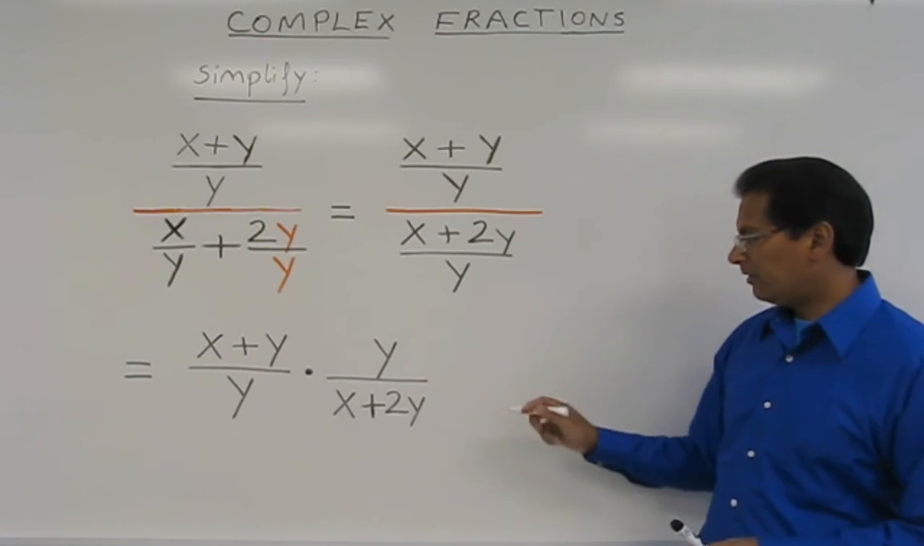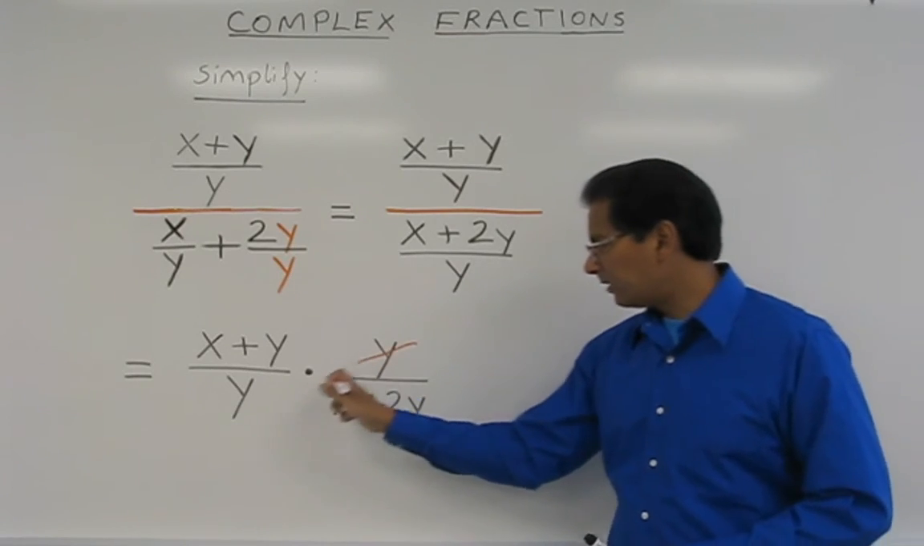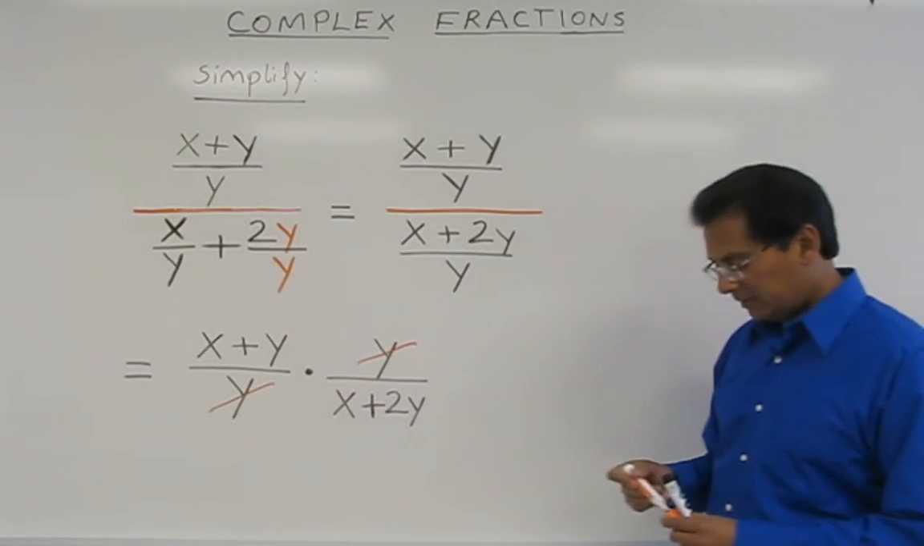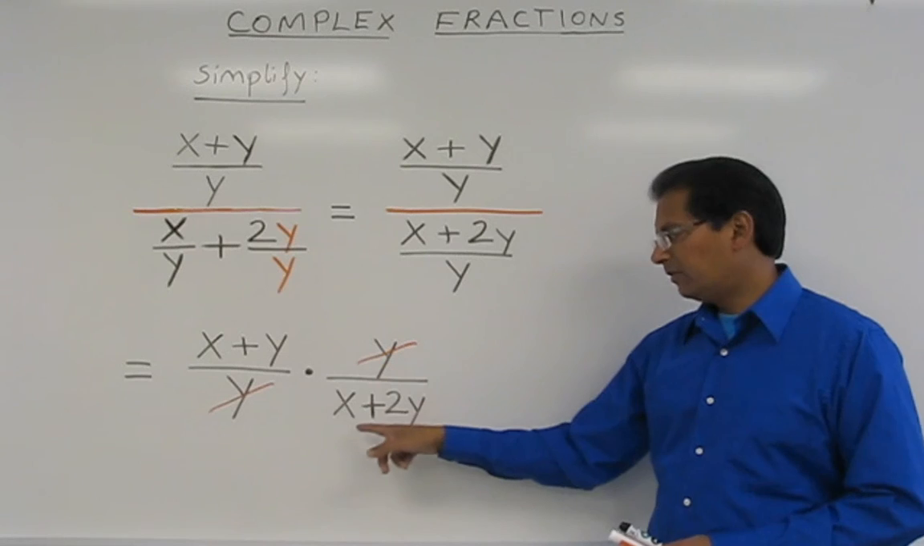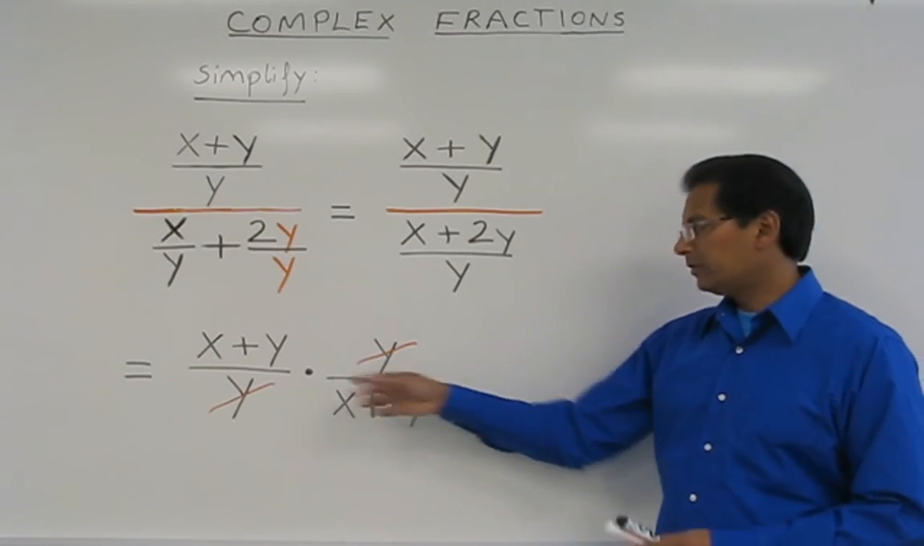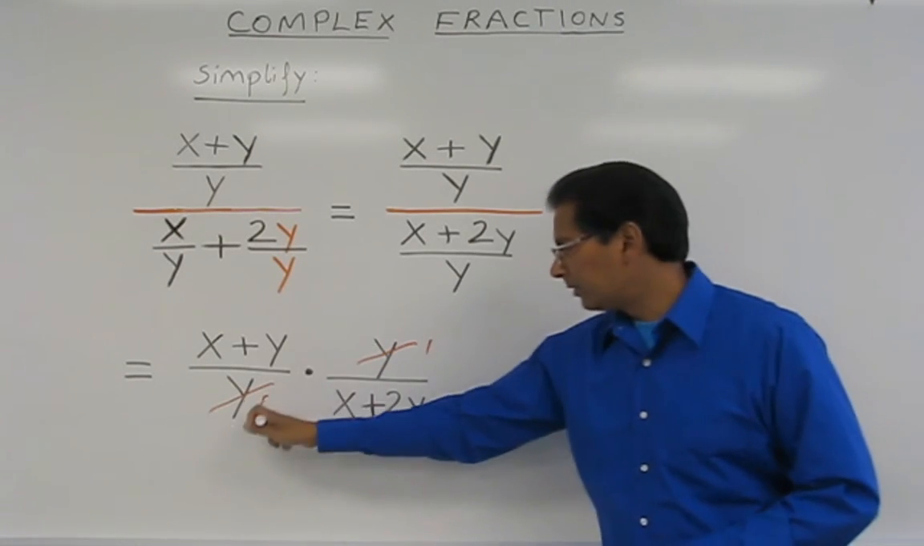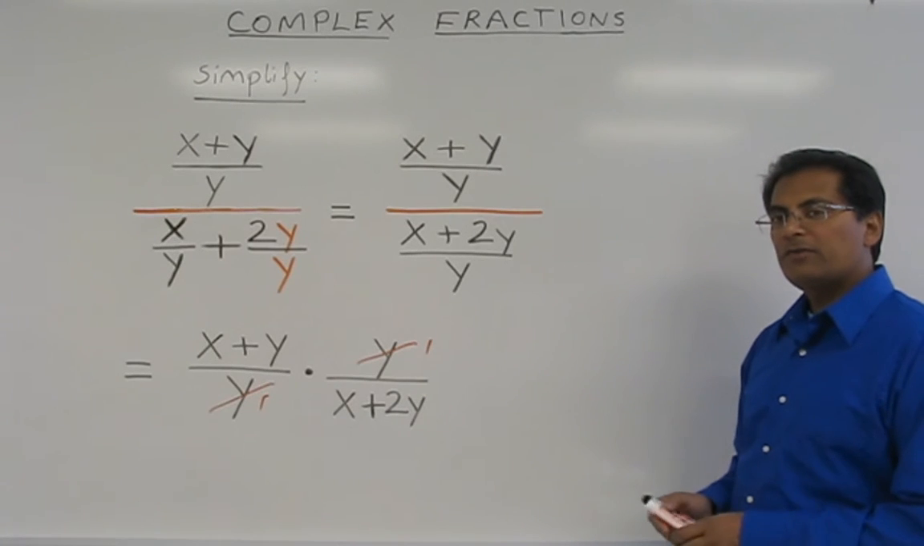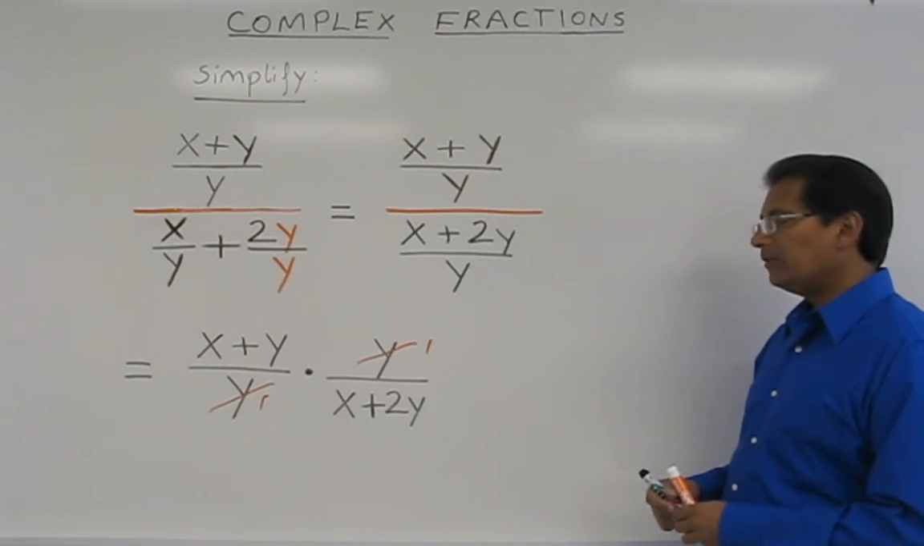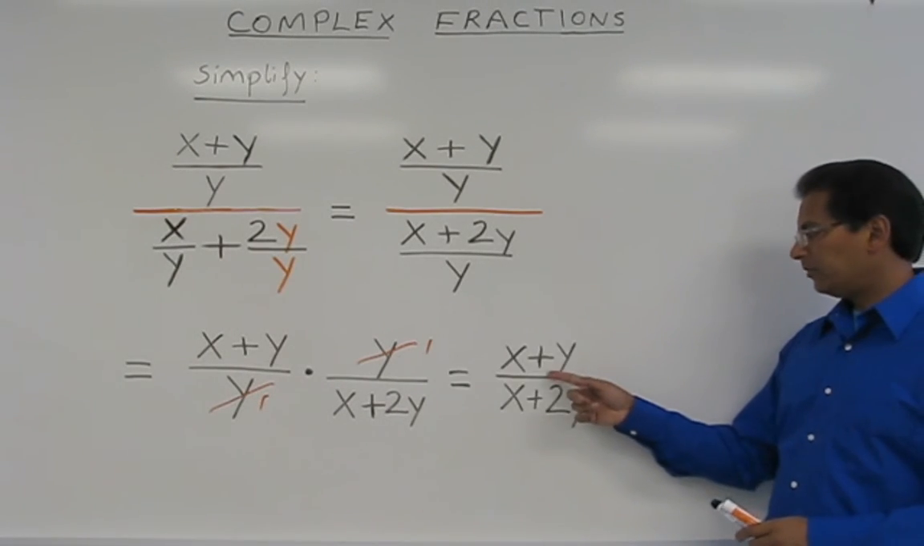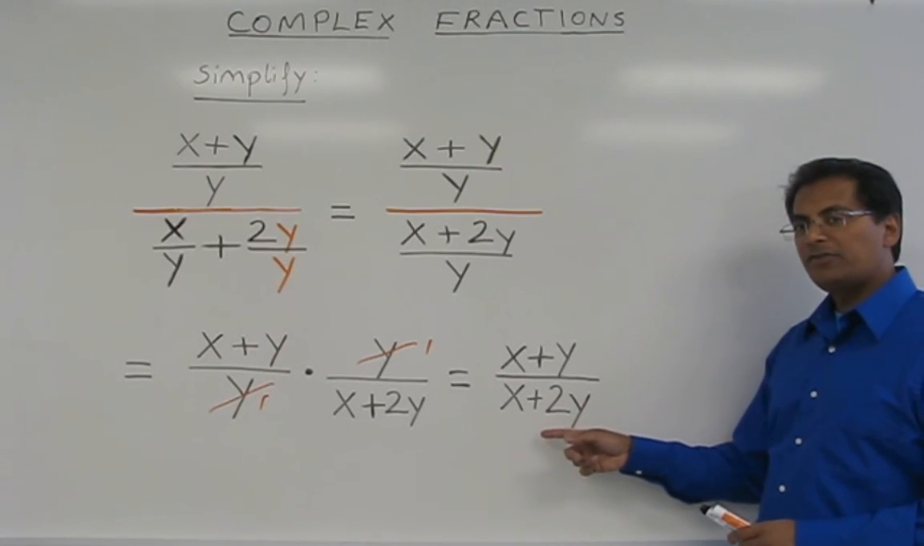Now notice here we have some common factors that can cross cancel. y and y cancel. But x plus y is different from x plus 2y, so those don't cancel. This leaves a 1 and a 1 here. So we multiply straight across, and our final answer is x plus y over x plus 2y.